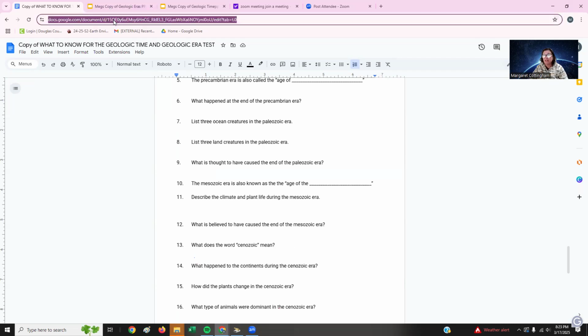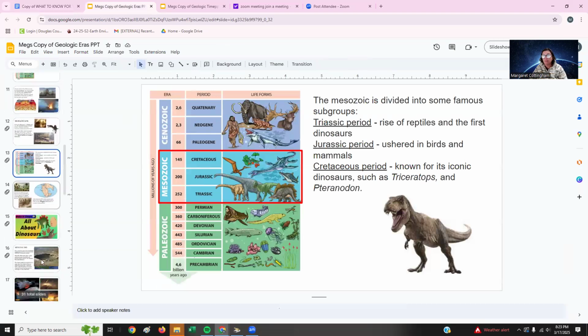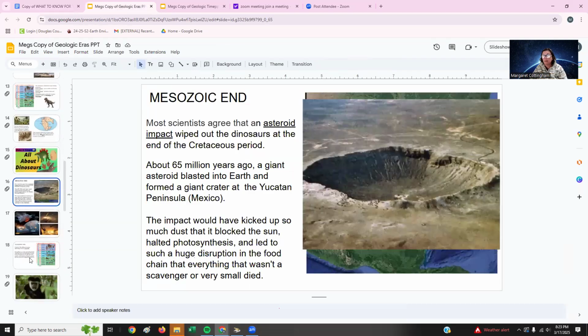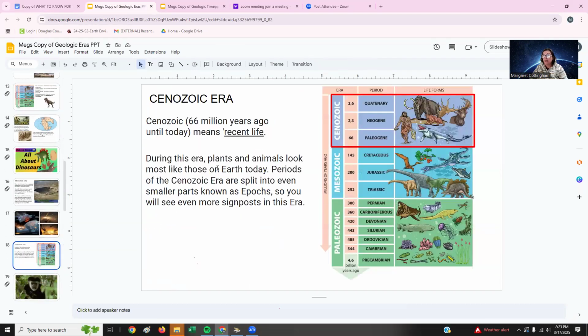What does the word Cenozoic mean? Let's go look. So Cenozoic, that's the Mesozoic's end. Okay, it means recent life because it is our recent life. And also look at here, you can also see all these things on here.